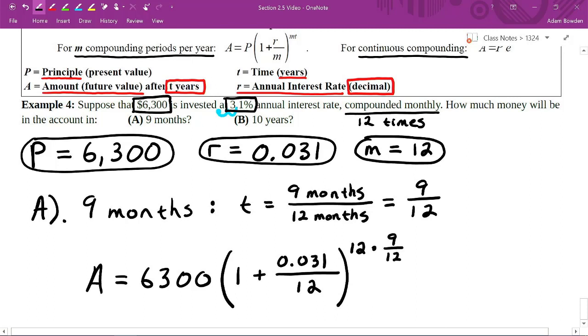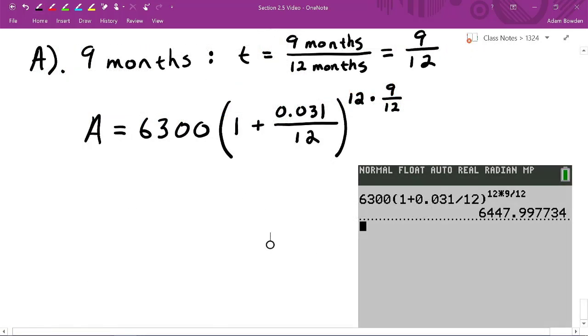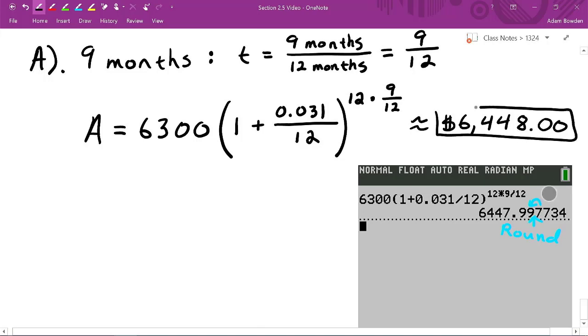This is the job for the calculator now. Here's what my calculator shows when I plugged all that in. It came out with an amount of money at $6,447. Now we're going to round this to dollars and cents. Since we're going to round here, and the number at the end is a 7, that's going to round the 9 up to a 0. So really we need to round the next number up, so it's actually going to be $6,448 when we round it up to the nearest cent.